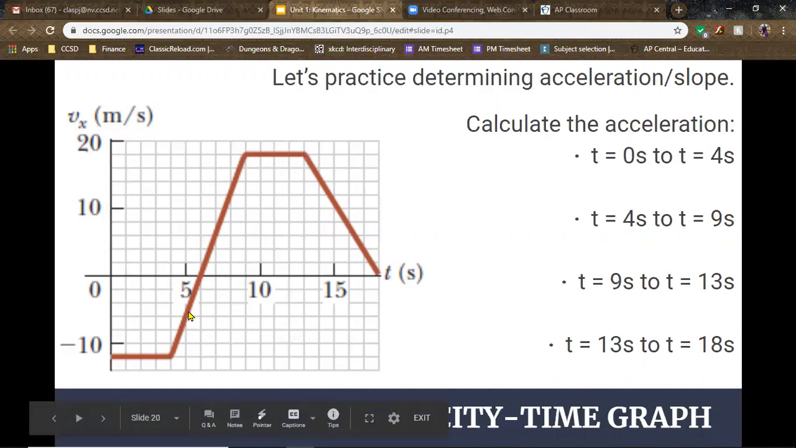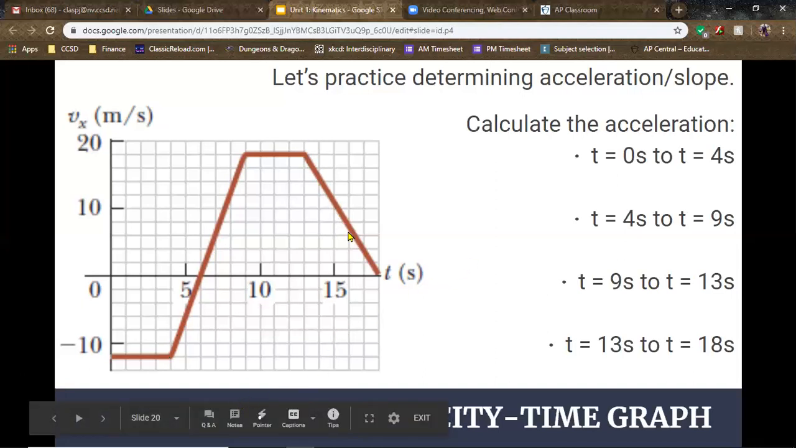All right, so let's look at this one. We finish at 18 meters per second in my rise, and then we started in the rise at negative 12 meters per second. So 18 meters per second minus negative 12 meters per second should give you 30 meters per second. Now let's look at the change in the run, the change in time. We finish at 9 seconds. We started at 4 seconds, so 9 minus 4 is 5. So we have 30 meters per second divided by 5 seconds. So the slope here would be 6 meters per second per second, or 6 meters per second squared.